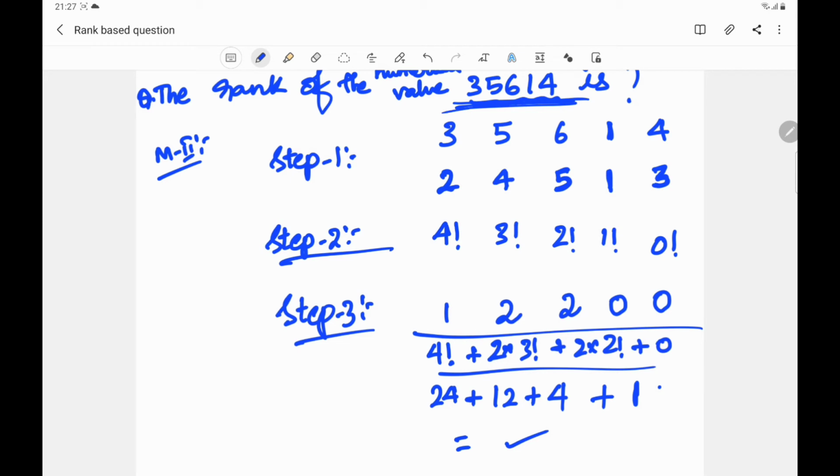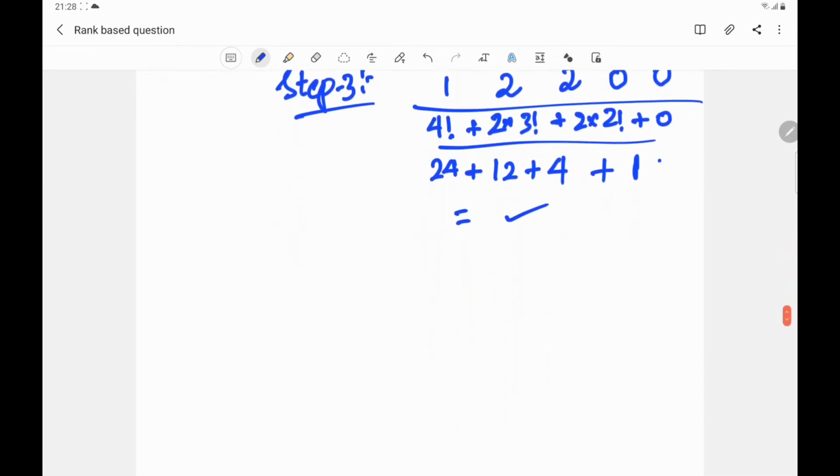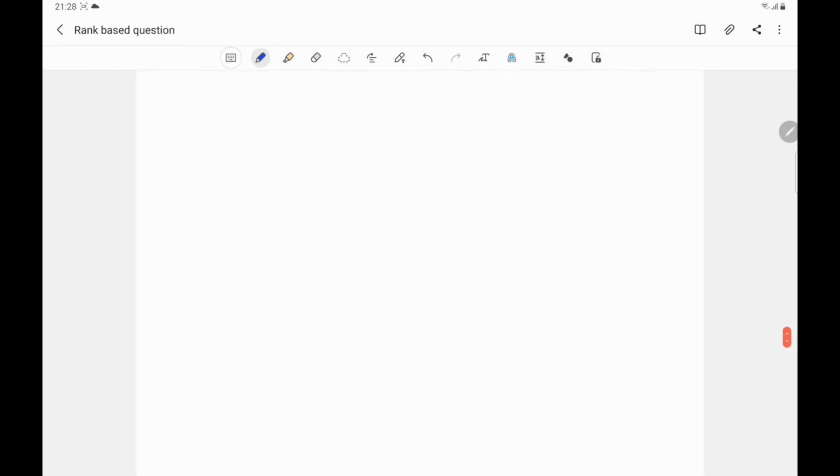Now let us move to another question. Till now we have solved the rank based questions for the words in which there is no repetition of letters. If you take the word master, no letter is repeated. If you take the word second, no letter is repeated. Now we will find the rank of the word banana. Here letters are repeated. So how can we find out the rank of a word in which letters are repeated? Let us start.